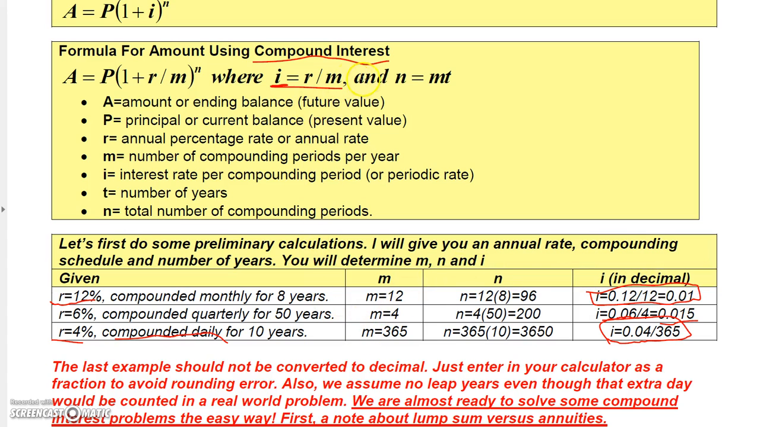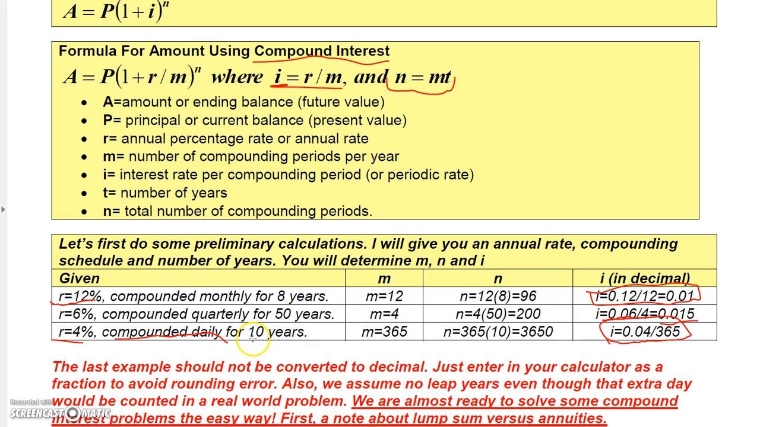Now also make sure you understand that N is the total number of compounding periods. So what you have to do is take the number of compounding periods per year and multiply it by T, the number of years, to get N. So in this example, we're compounding monthly for 8 years. So M is 12, so N would be 12 times 8, which is 96. Here we're compounding quarterly for 50 years, so M would be 4 for quarterly compounding, but since it's 50 years, N would be 4 times 50, which is 200.